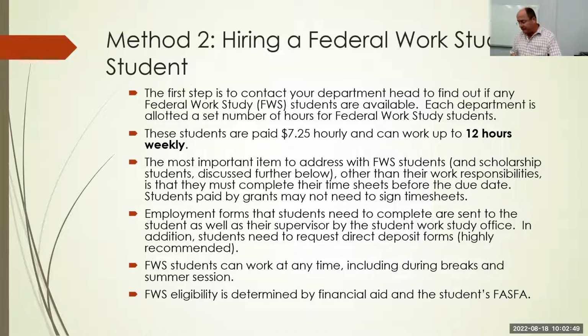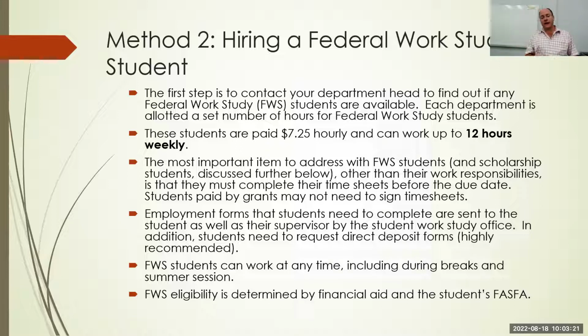The second method to hire an undergraduate student worker is hiring a student through federal work study. So we suggest that you go first through your department head. Each department is allotted a set number of hours for federal work study students. So how are you going to know that? These federal work study students may already be assigned for other tasks. So if you start with your department head, you can find out what's available for you. They're paid $7.25 an hour, and they can work up to 12 hours weekly.